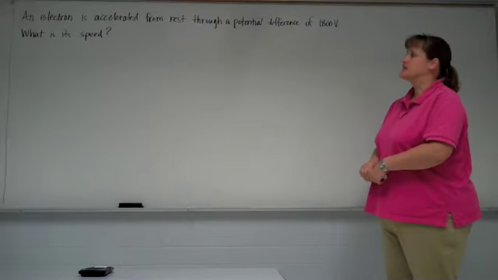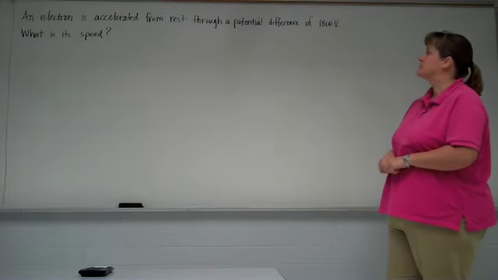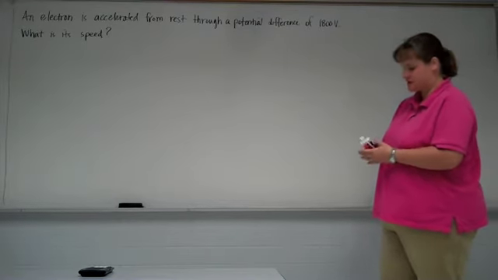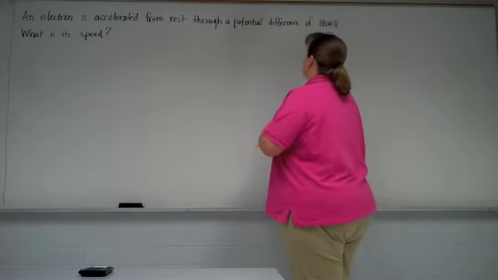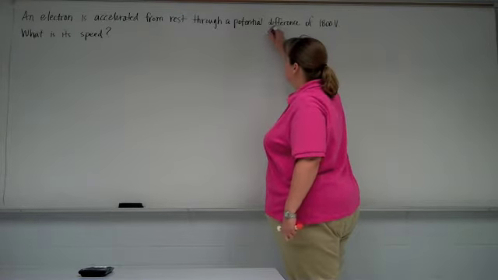We have an electron accelerated from rest through a potential difference of 1800 volts. What is its speed? Potential difference is delta V.